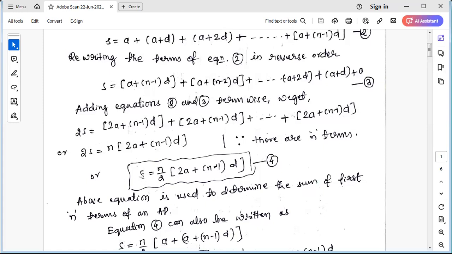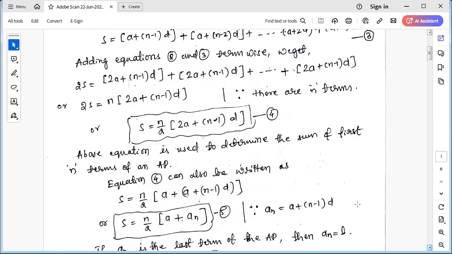Or S is equal to n by 2 into, because this 2 is coming to the RHS, it comes to the denominator. So it becomes n by 2 into the bracket 2a plus n minus 1 into d. So we got equation 4. And this equation 4 is generally used to determine the sum of first n given terms of the arithmetic progression.